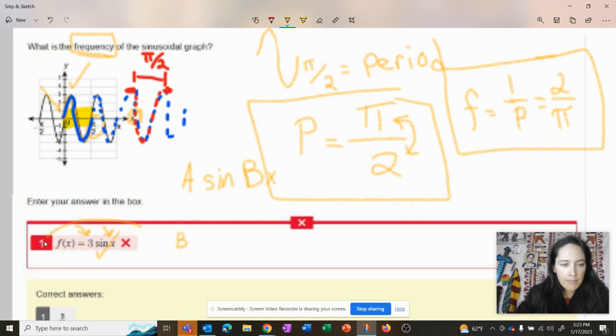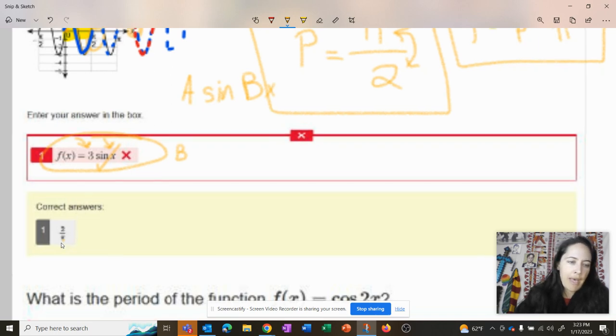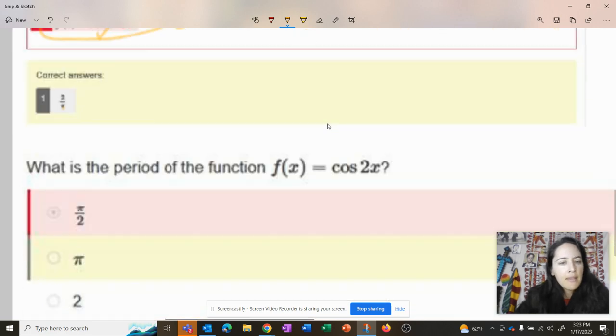So good job. That's excellent. It shows a lot. So let's see. If pi over 2 is the period, then the frequency is the reciprocal, 2 over pi. I know it's blurry, but it says 2 divided by pi.